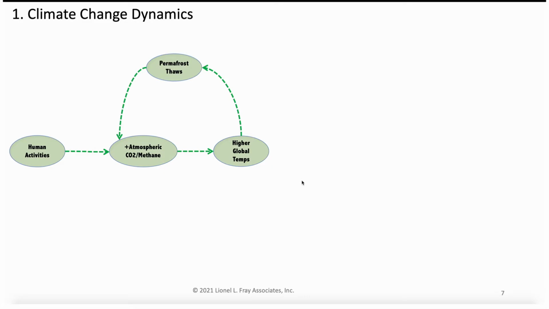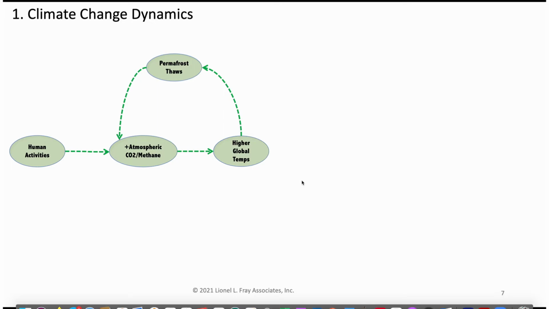Notice that we now have a circular causal pattern. This is called a cycle by scientists, and more specifically, a positive feedback cycle or loop. And once it gets going, it's not easily stopped. This one is called the permafrost cycle.